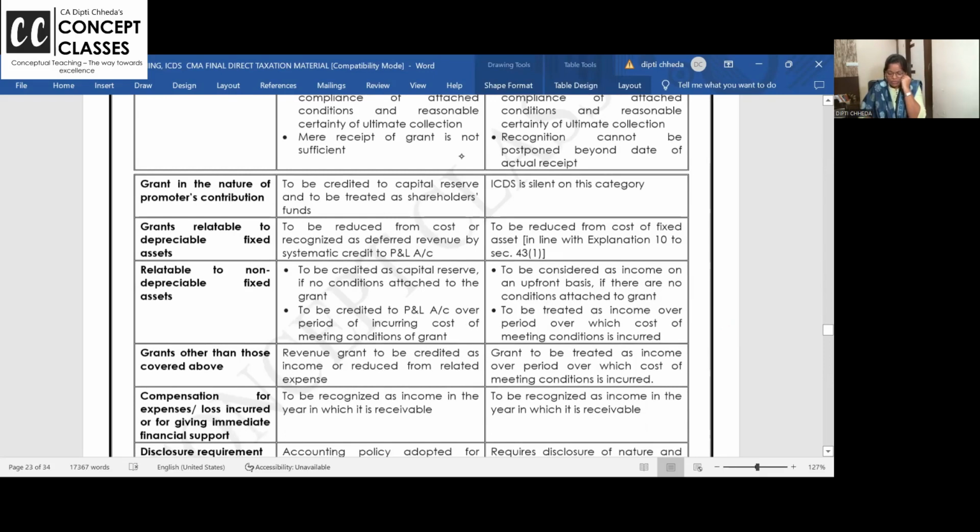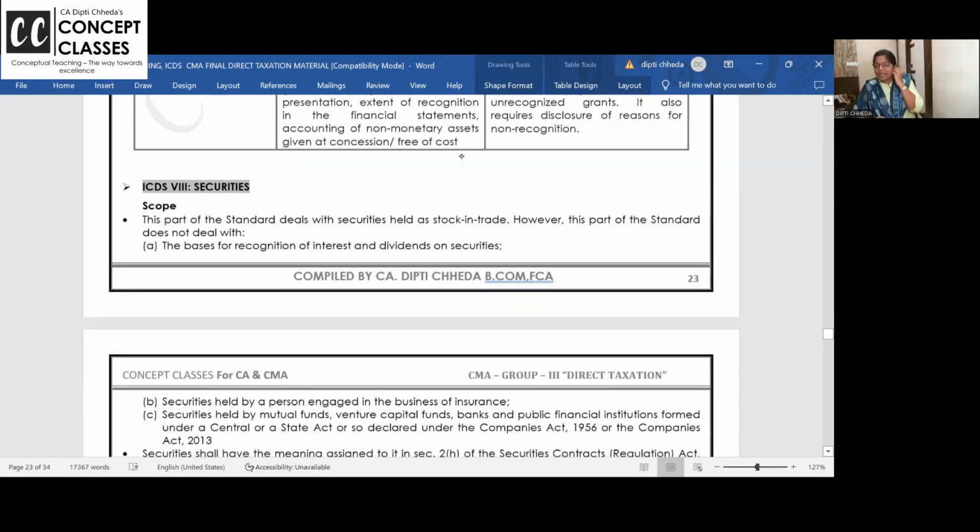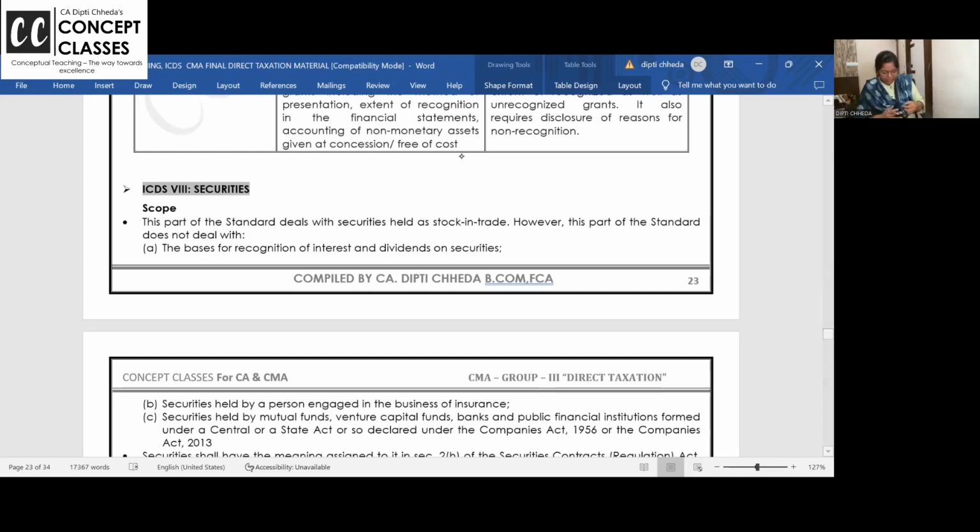Ask if you still have any doubt in government grant. It's all revision. Just give me 1 second. Okay. Yes. So this repetition is required, dear students, and I do understand that for some of you grant and all is still not so clear. So for that you need to study your AS 12, and you need to study your Ind AS. So when you do Ind AS in the CFR, it will be clear.